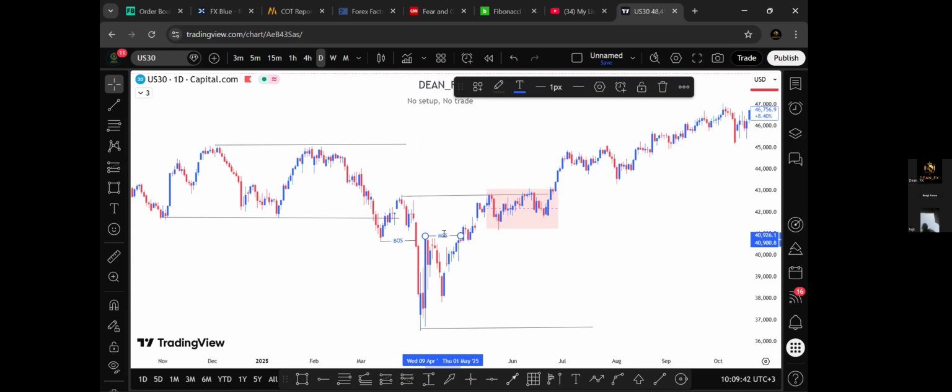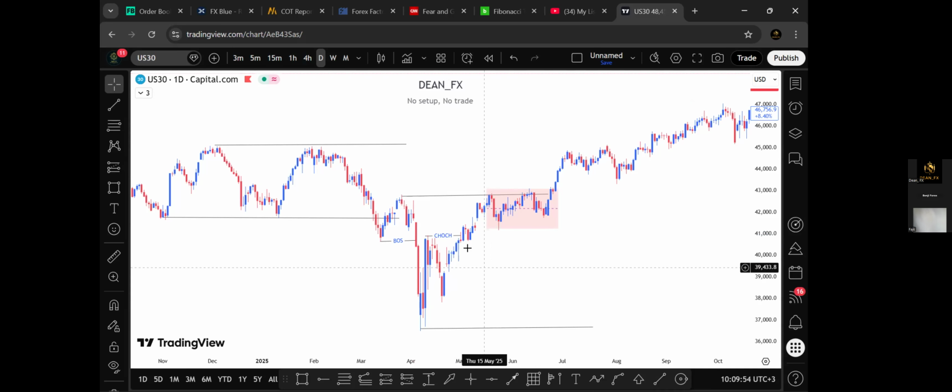Let me just type the change of character, because this will confuse many. Change of character. Some will say this is a change of character, but it's within this range, this high and this low. So I'll not consider this as the change of character. But it gives more confidence that this market might shift because it failed to break this low. So what we'll do, we'll wait for a reaction.